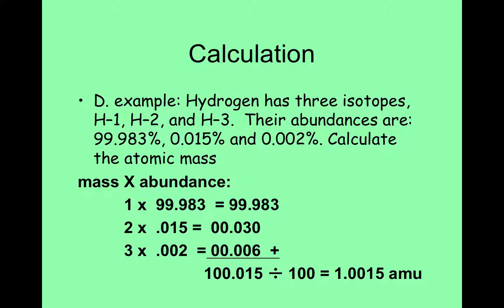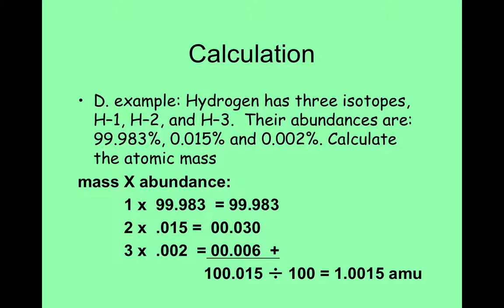If you look at your periodic table, you should see an average atomic mass similar to that for hydrogen. And you can always check your answers like this. They should always be fairly similar, if not exactly the same. If you get something different than that, it means you probably made a mistake.